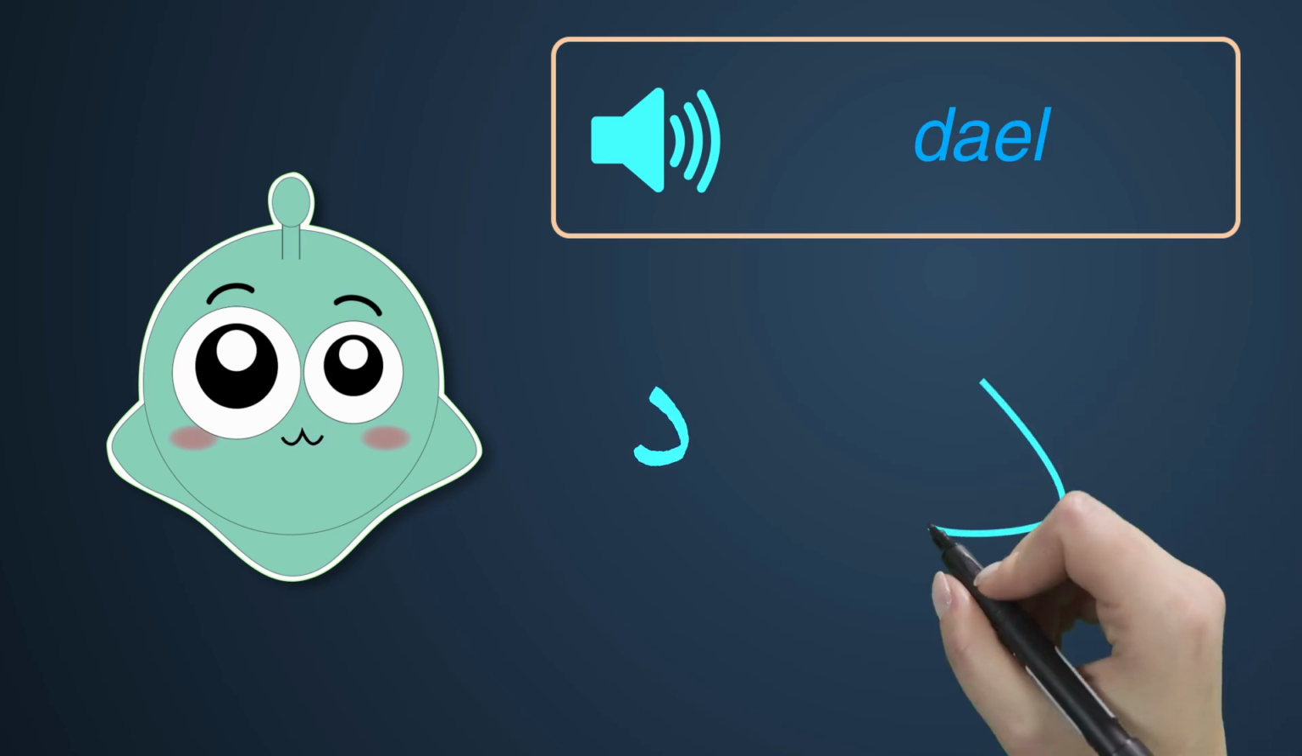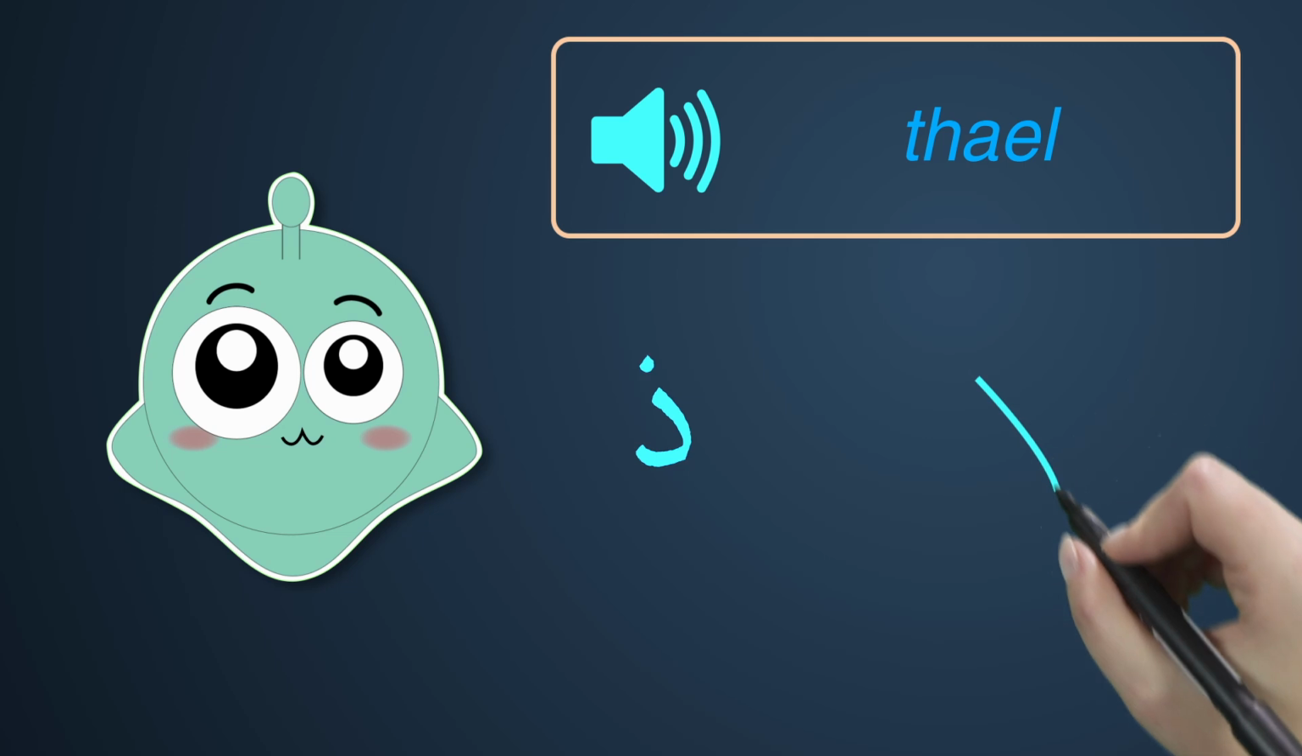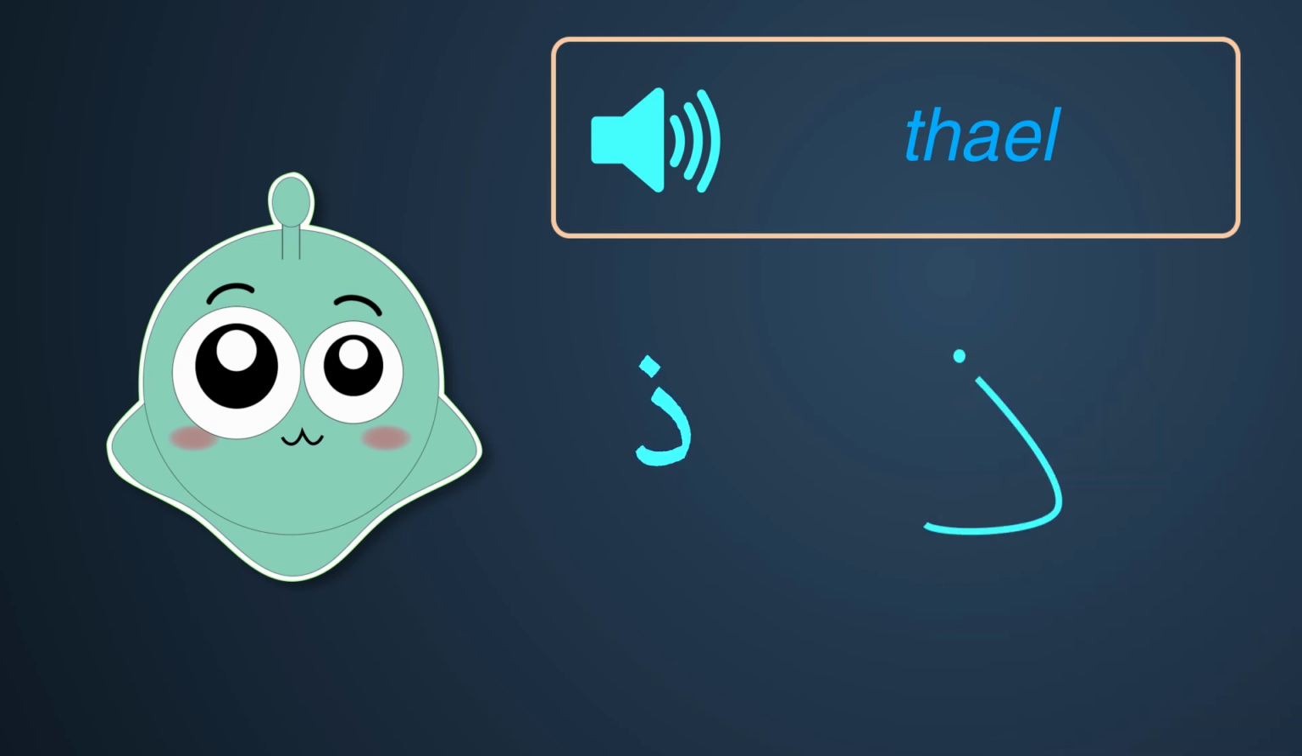Dal. The equivalent letter is D. Dhal. There is no equivalent letter, but the approximate sound would be the letters T and H, as in the words them or though.